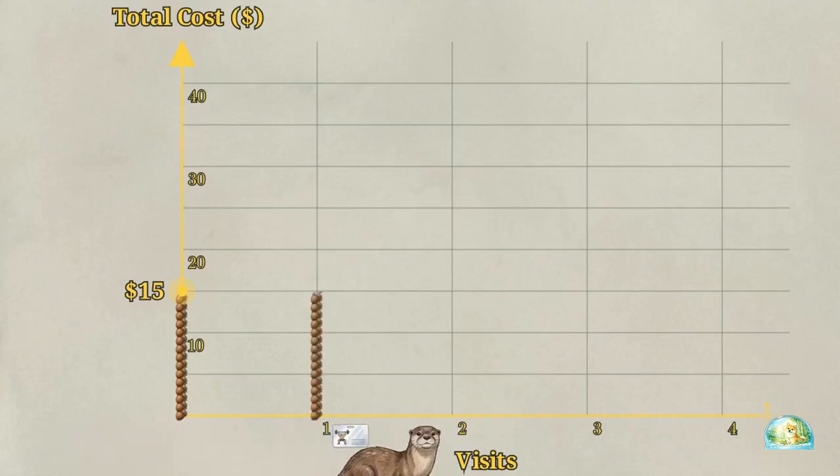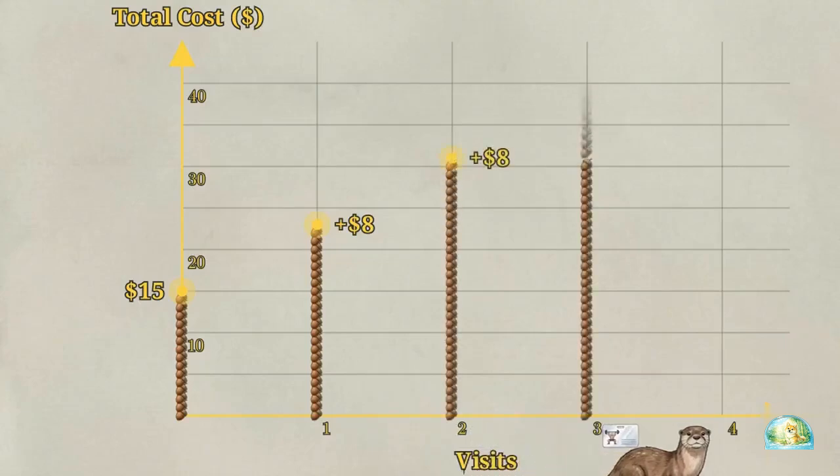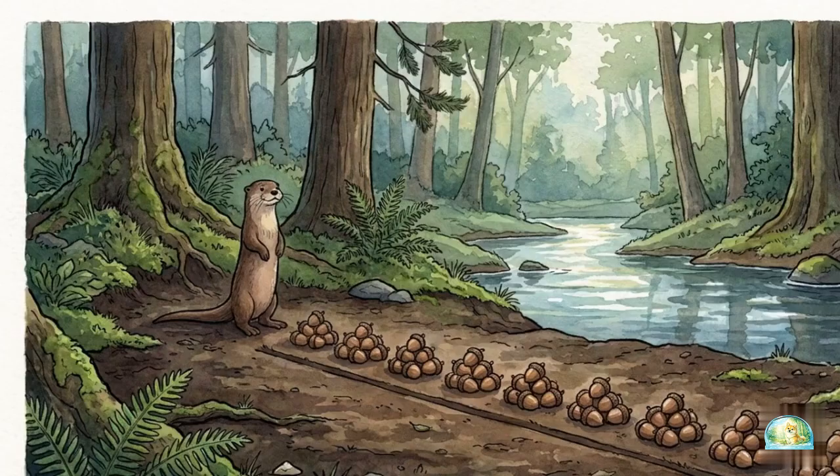Then, every single time you visit the gym, the cost increases by the exact same amount, $8. That represents our steady steps forward. Because the output changes by the same $8 for every single visit, this real-world scenario perfectly models a linear function.